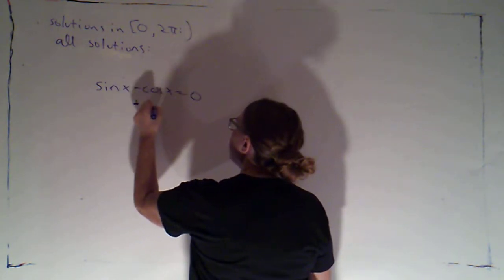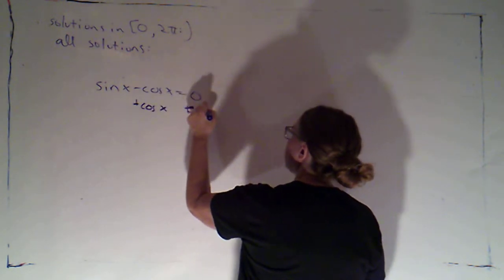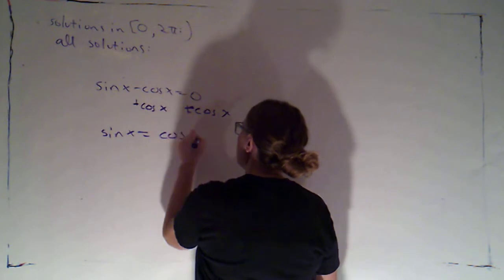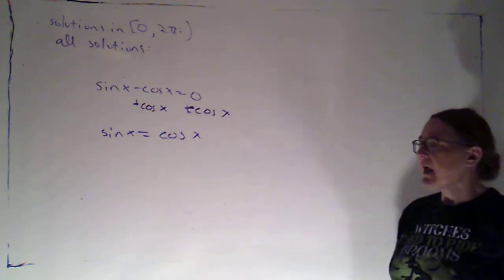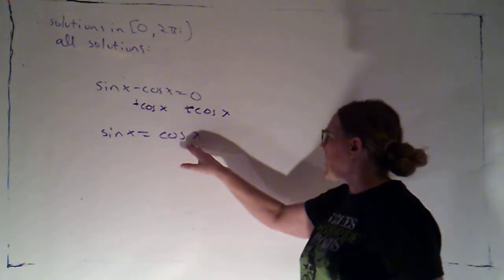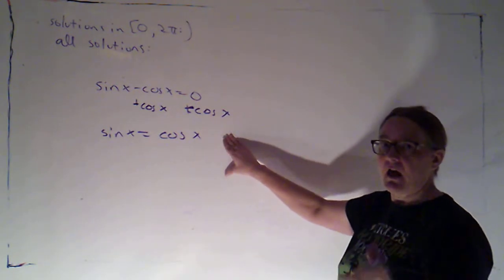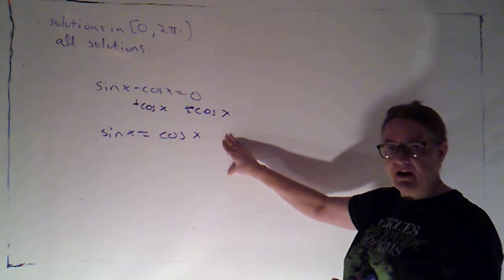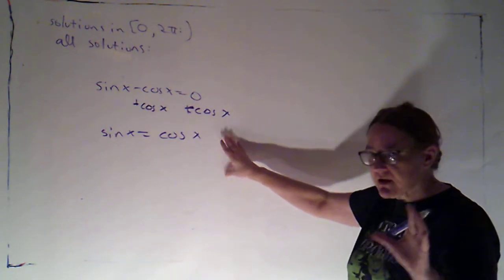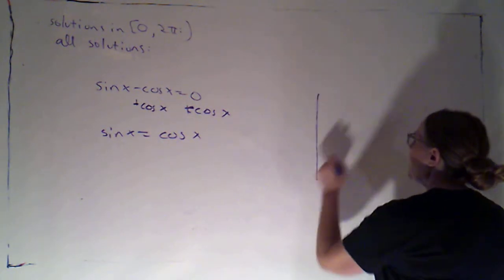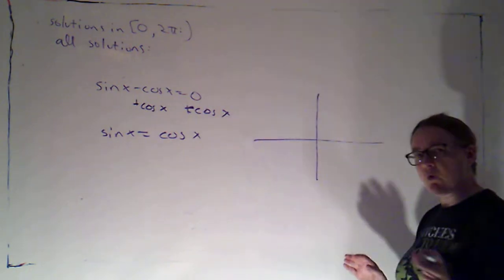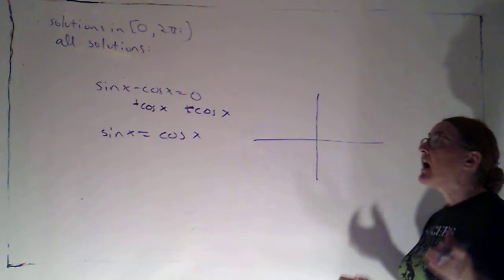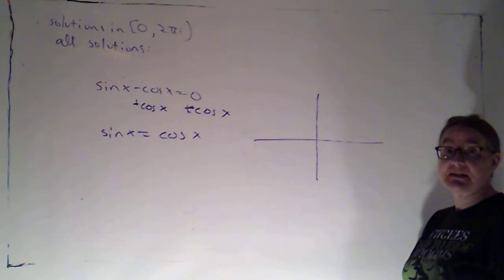If I add the cosine x over to the other side, notice I get sine x is equal to cosine x. Now, if I had sine x equals cosine x plus a half, that's really hard to solve. But sine x equals cosine x, I can do. I just have to think a little bit carefully. So now, instead of looking for the quadrants where sine or cosine is just positive or just negative, I'm looking for where do they have the same sign.